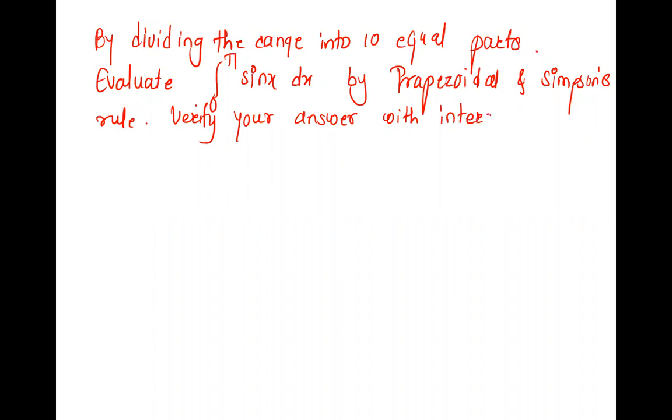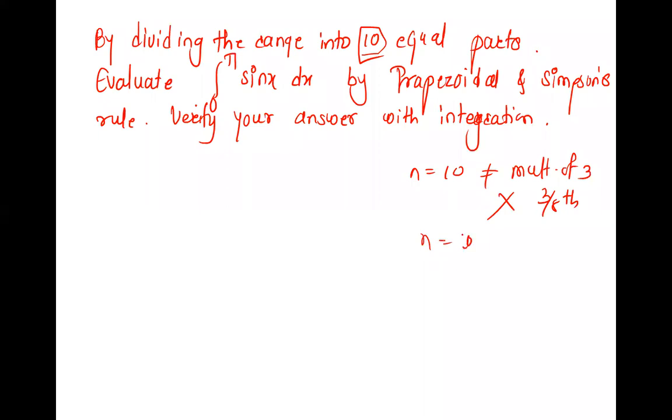I'll ask you which Simpson's rule you are using here, 1/3 or 3/8? 1/3, because n is 10. Can we use 3/8? No. n is 10, which is not a multiple of 3. So we cannot use the 3/8 rule. n is 10, which is even, so we can use 1/3, and we can always use trapezoidal, right? So solve by Simpson's 1/3 and trapezoidal. You cannot use 3/8. Note that.